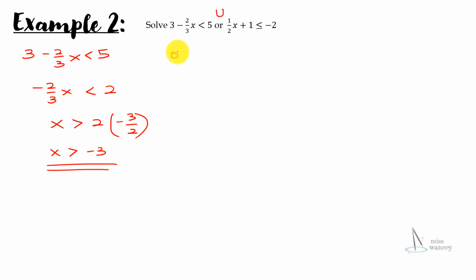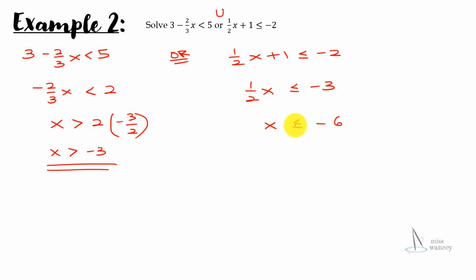Okay, so or another one, we have 1 over 2x plus 1. So this is less than or equal to negative 2. Bring positive 1 to the right hand side. So half of x is less than or equal to negative 3. Let us times with 2 so that I can have x as the subject. So times with 2, this x will be less than or equal to negative 6.